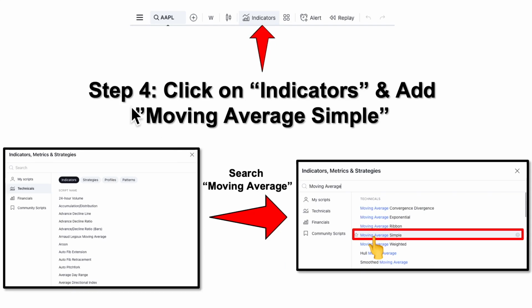Step 4, you need to click on the indicators tab over here and add moving average symbol. So to do so, after you click on the indicators tab, this screen will pop up. And here there's a search bar, so type in moving average and you'll see a list of different types of moving average. Choose moving average symbol.